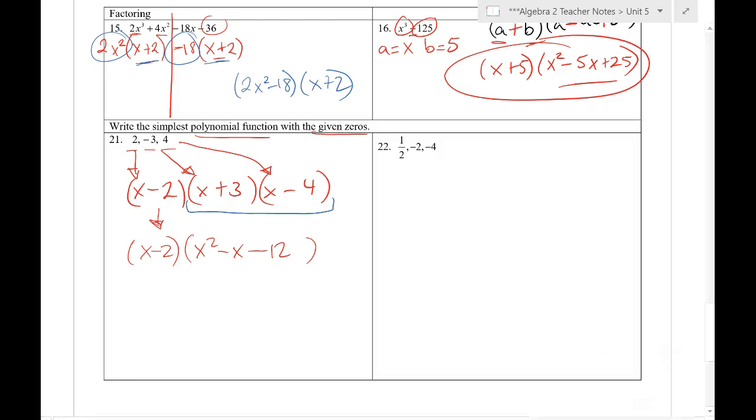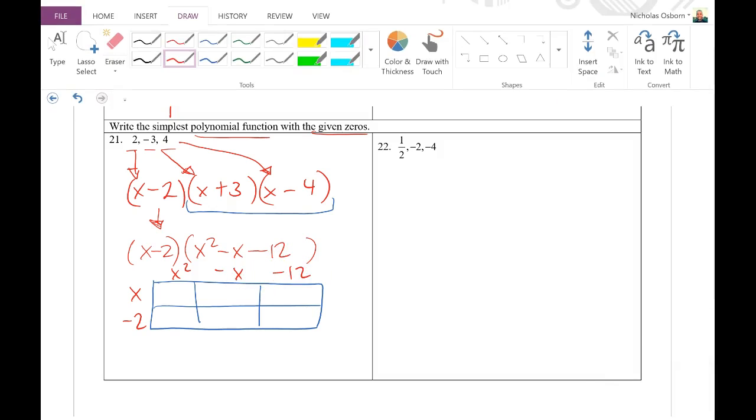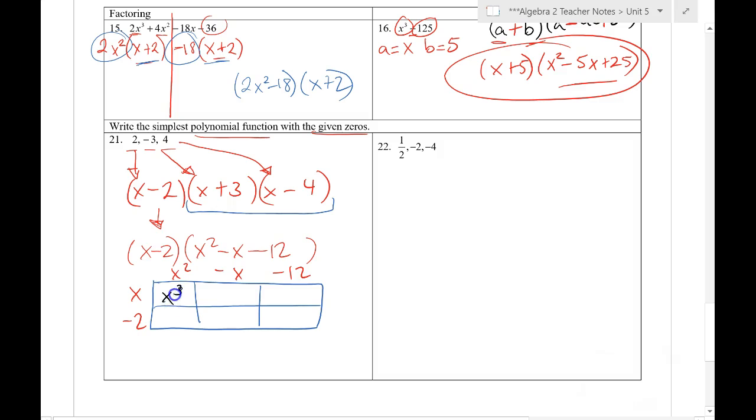And then the last thing we need to do is the box. If you're following in your notes, you'll see how it says the box. Use the box. So this is going to be a 2 by 3. I put x and negative 2 here, x squared on top, x here, negative x here, and negative 12. So this first one will be x cubed, then negative 2x squared, then negative x squared here, positive 2x, because of negative and negative, and then negative 12x. And then the last one will be positive 24.